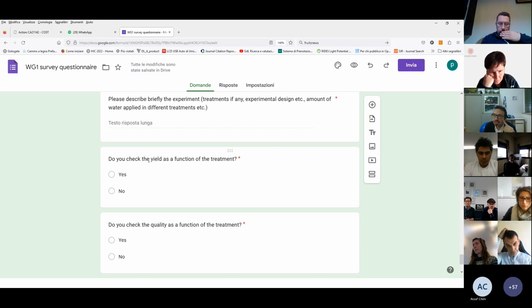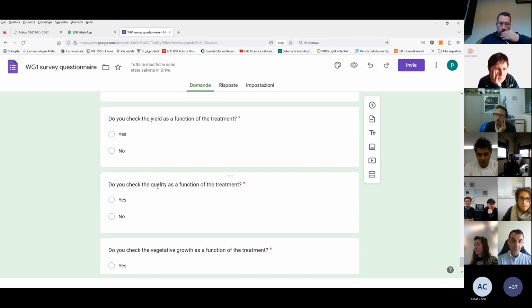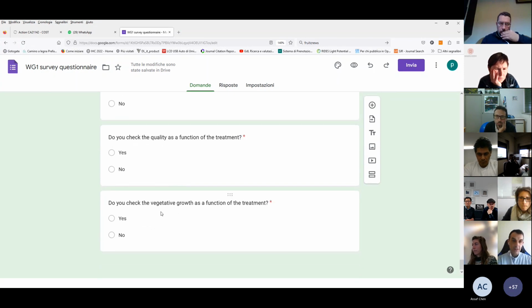Do you check the yield as a function of treatment? So if there are some differences in terms of water supply about the yield, as well as the quality and the vegetative growth. Is there soil structure in the list? Soil structure in the list is not accounted for, but we can add it if we think it is important.